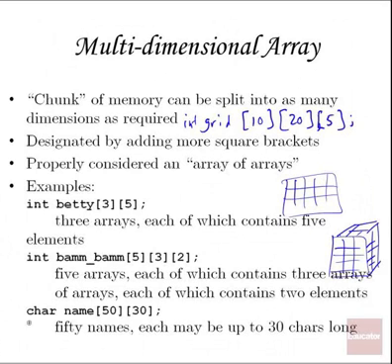Here we have a character array. What we have here are 50 names. Each name can have up to 30 characters. As a null terminated string, where the last character has to be the null terminator, you get a string up to 29 characters plus the null terminator.